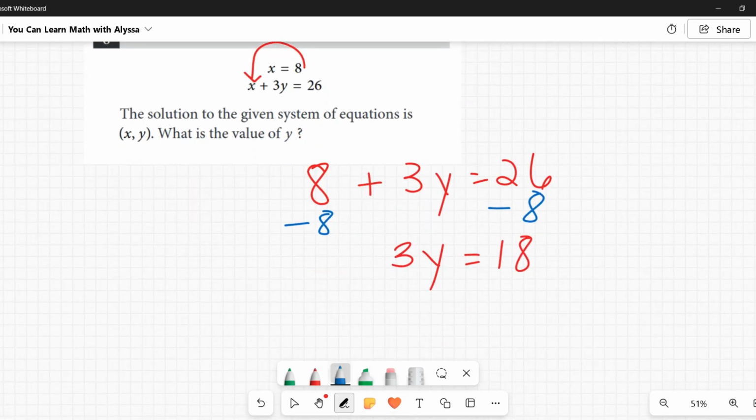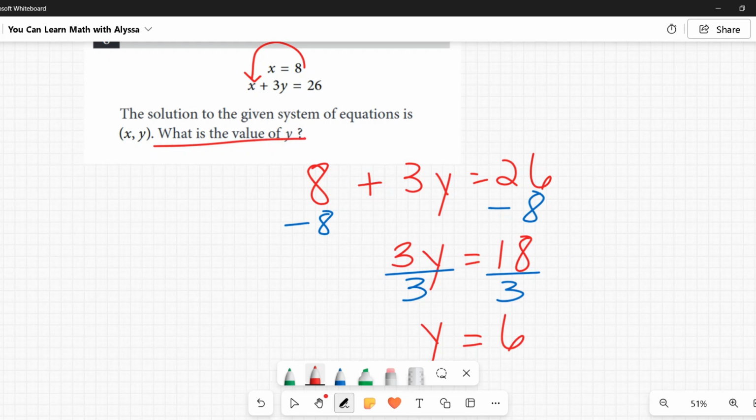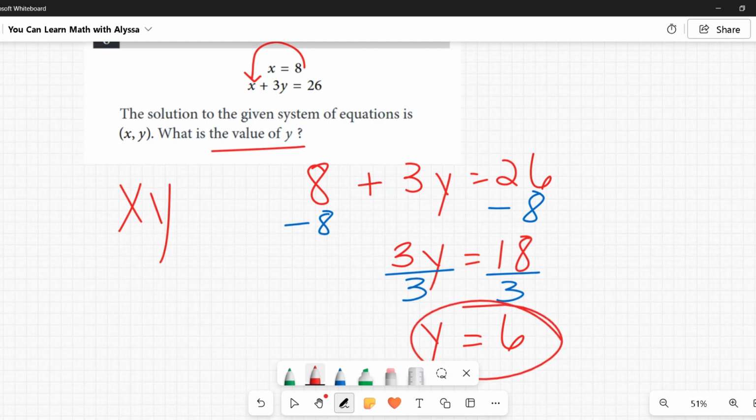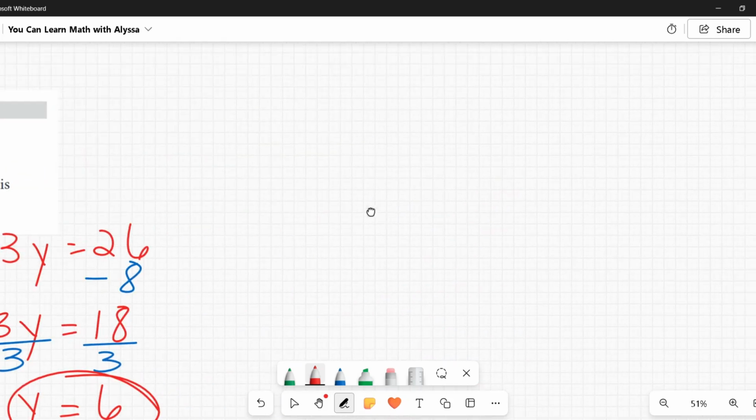And then I want to get rid of that 3. Y is being multiplied by 3. The opposite of that is dividing by 3. And I do that to both sides. I get y on the left and 18 divided by 3, or 6 on the right. And that is my answer because they're asking what is the value of y. Always go back and double check because it's possible they could have been asking what is the value of x times y. And you've just solved for y and you've entered it and then you got it wrong. They like doing stuff like that. But in this case, they were being nice. It is just a straightforward, what is the value of y? And that is 6.